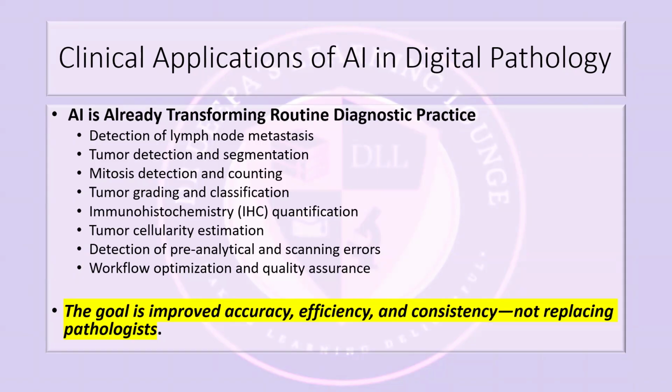So beyond diagnosis itself, AI contributes significantly to quality assurance. Algorithms can identify blurred images. Algorithms can identify tissue foldings. They can identify incomplete scans. They can identify staining artifacts. They can identify technical issues before the slides are reported by the pathologist. So you don't have to do redundant work there at all. Detecting these problems early will also improve your efficiency, and it will reduce repeated work.